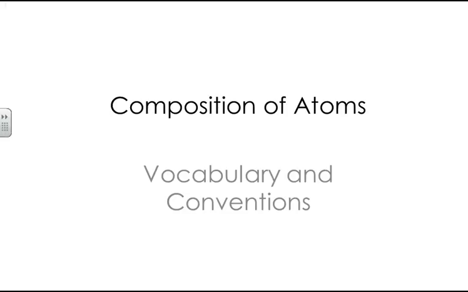Over the last two videos, we have examined the classification and properties of matter as well as changes that matter goes through. Today we're going to look at one of the items in the classification, and that is the element. An element is a pure substance made up of one type of particle, and those particles we call atoms. So today we're going to look at some vocabulary as well as some terminology and ways of doing calculations surrounding atoms.